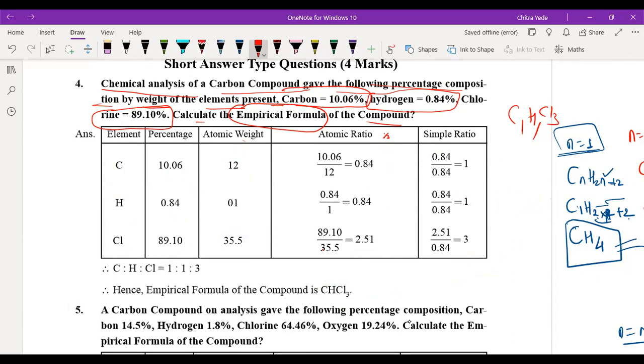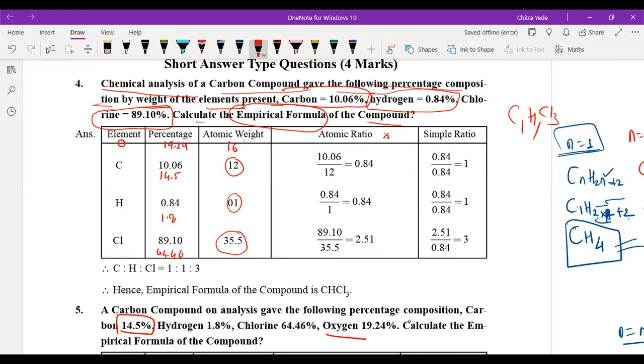For carbon it is given 14.5%. For hydrogen 1.8%. For chlorine 64.46. And for oxygen it is 19.24. Now the atomic weights: for chlorine 35.5, for hydrogen 1, for carbon 12, and for oxygen 16.